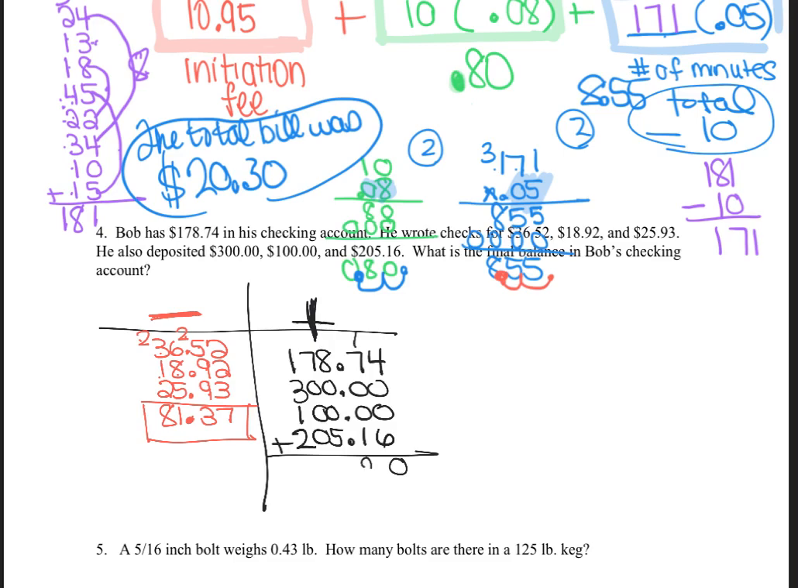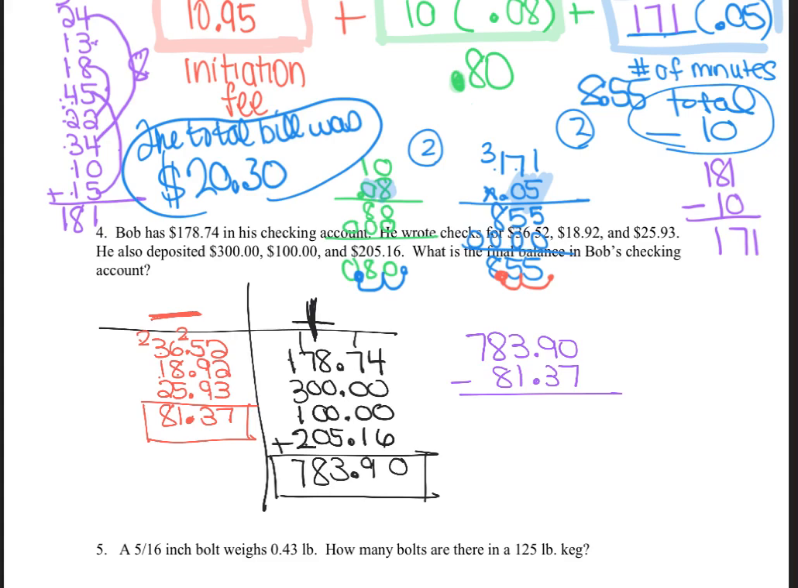So 10, 9, 13, 8, 2, 5, 6, 7. So positive, he is $783.90, and the negative, $81.37. So 783.90 minus 81.37. What are we looking at here? We're looking at 8135207. So he ended with $702.53.